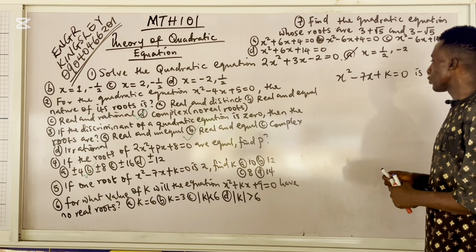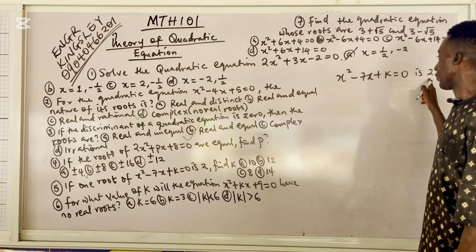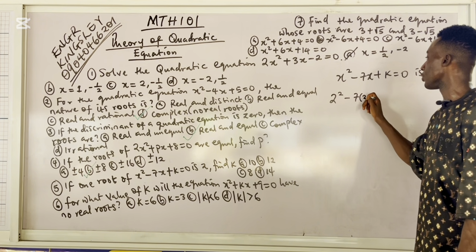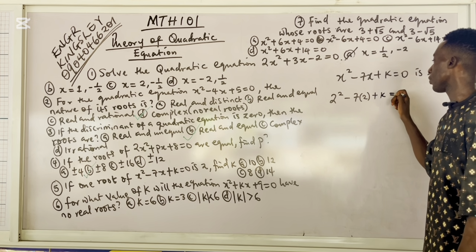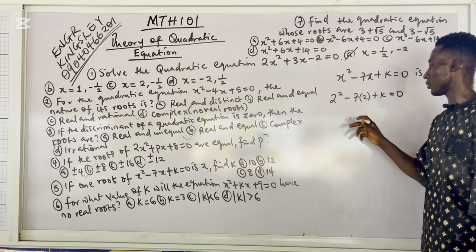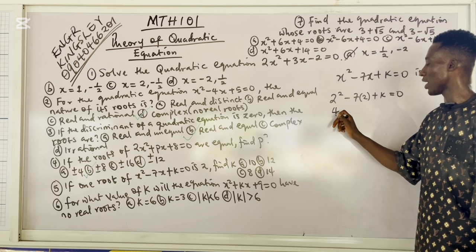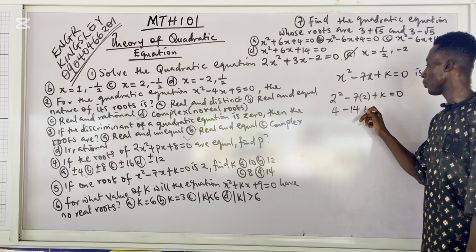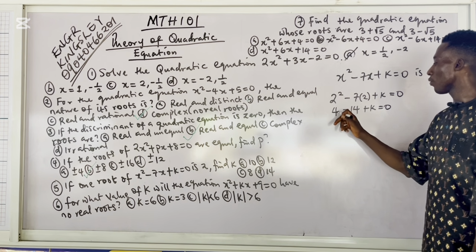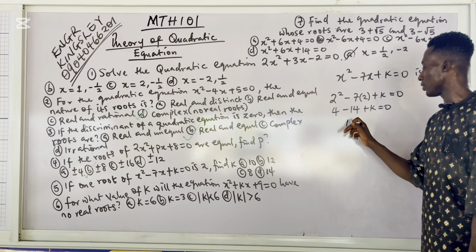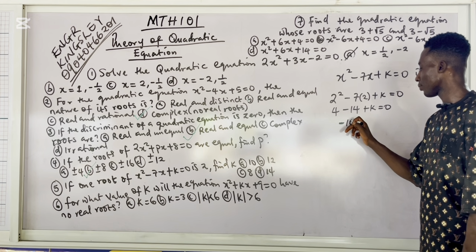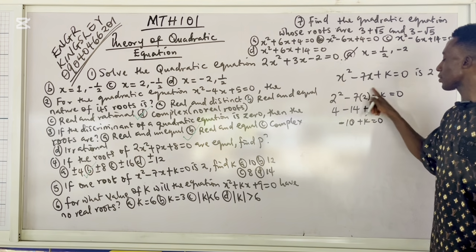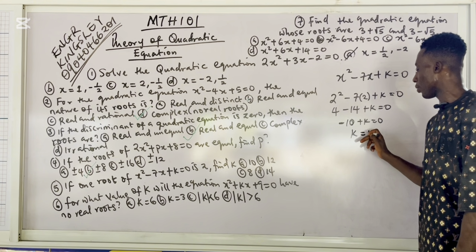To do it, you have to substitute the value of the root given, the value of x given here. You have 2 squared minus 7 multiplied by 2 plus k equal to 0. Our aim is to make k the subject. We have 2 squared is 4, that is 2 times 2, minus 7 times 2 is minus 14, plus k equal to 0. So 4 minus 14 is minus 10 plus k equal to 0. To make k the subject, minus 10 will cross the sign of equality. k will be equal to 10.